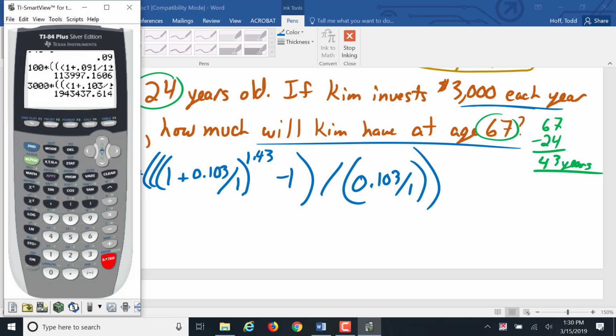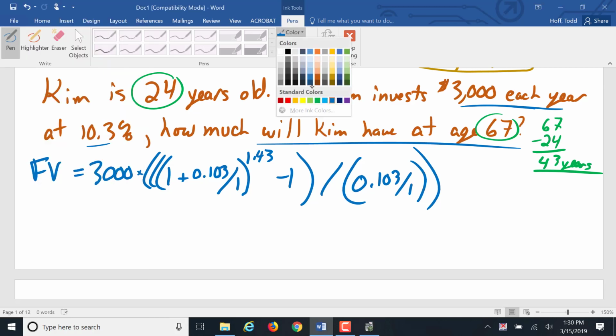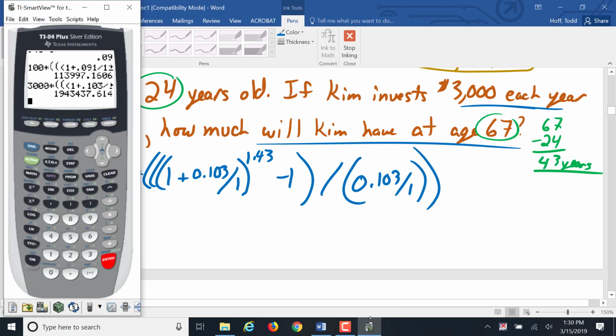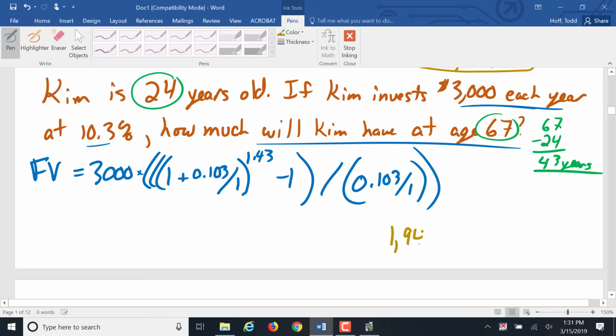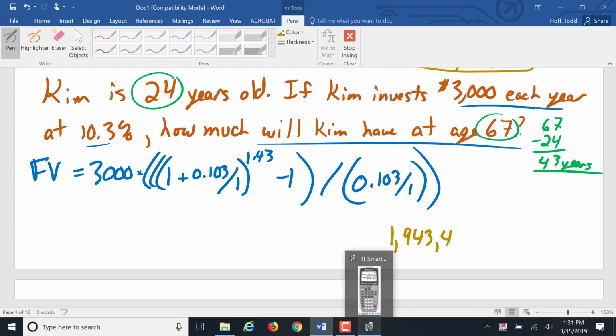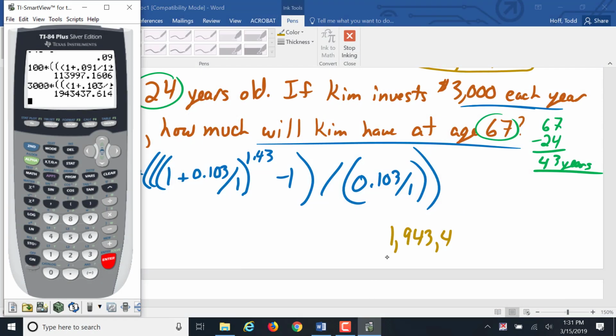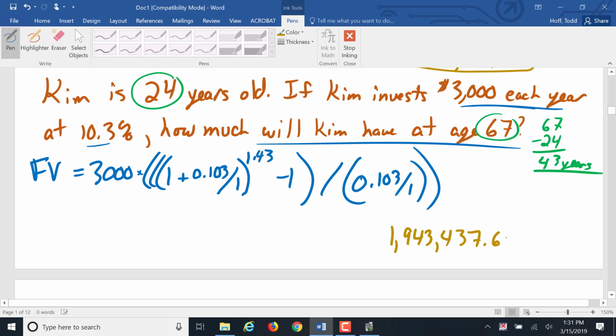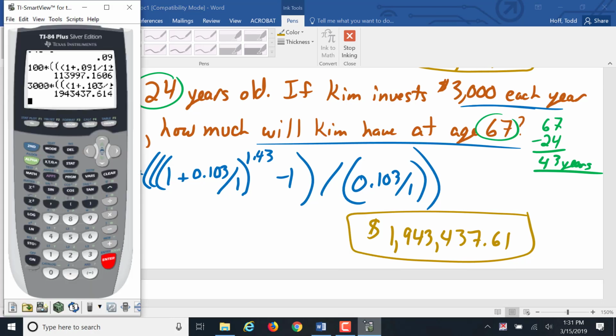So at the end of that 43 years, Kim will have $1,943,437.61. So $3,000 a year for 43 years nets almost $2 million, $1,943,437.61.